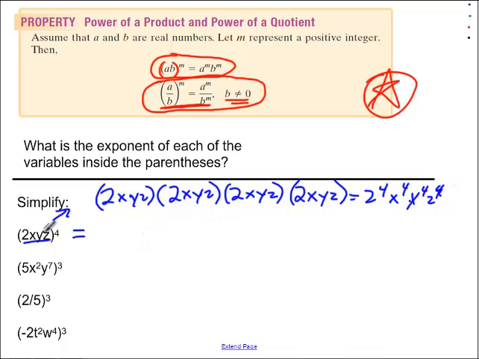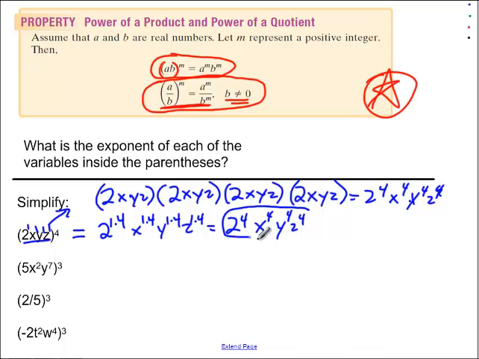But the easier way is to remember that it's 2 to the first power, x to the first power, y to the first power, z to the first power, and we just multiply the inside exponent by the outside exponent to get 2 to the 1 times fourth power, x to the 1 times fourth power, y to the 1 times fourth power, z to the 1 times fourth power, which equals 2 to the fourth power. And you could even take the shortcut to get to just 2 to the fourth power, x to the fourth power, y to the fourth power, z to the fourth power.